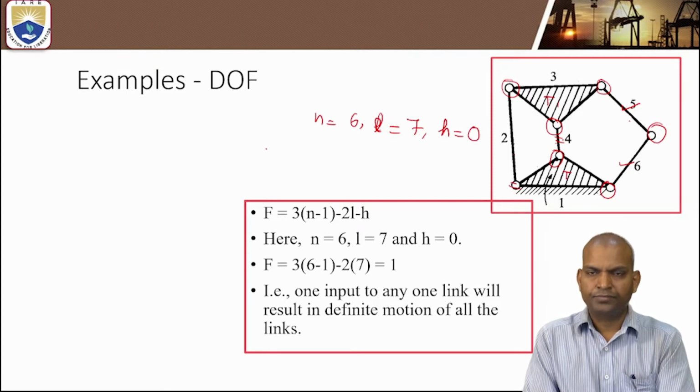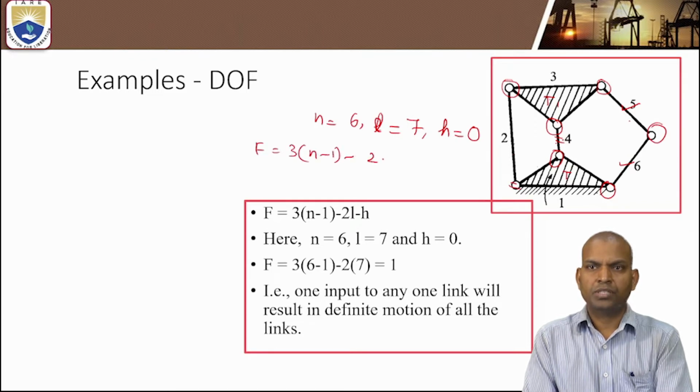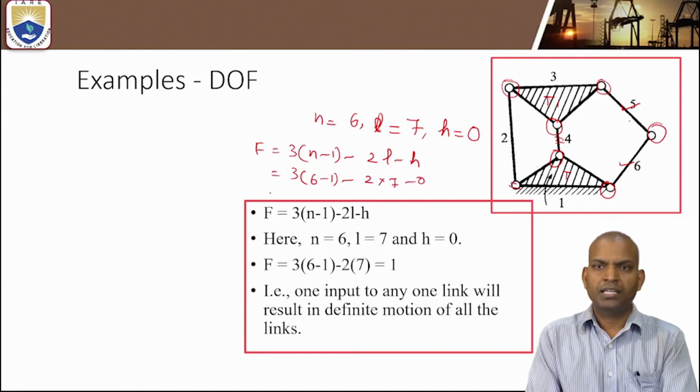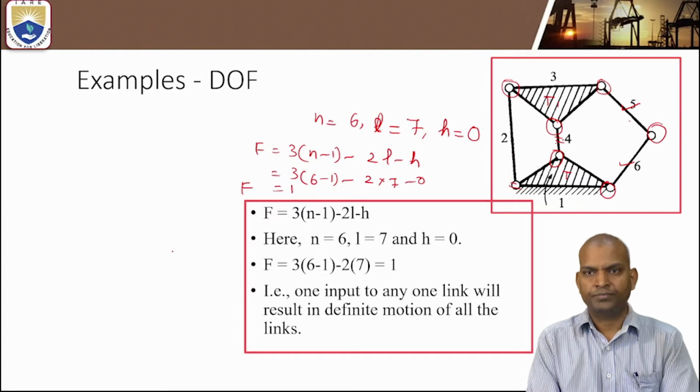Substitute again the formula: F equal to 3 times (n minus 1) minus 2 times L minus H. That equals 3 times (6 minus 1) minus 2 times 7 minus 0. Then what is the degree of freedom? 3 times 5, 15 minus 14. The degree of freedom for this mechanism is again 1.